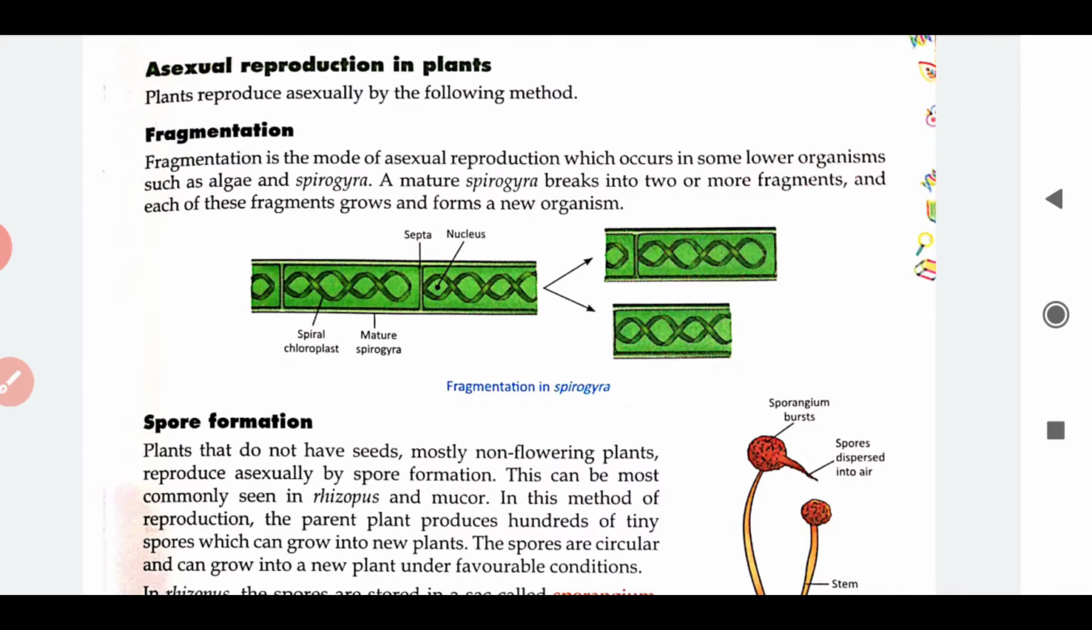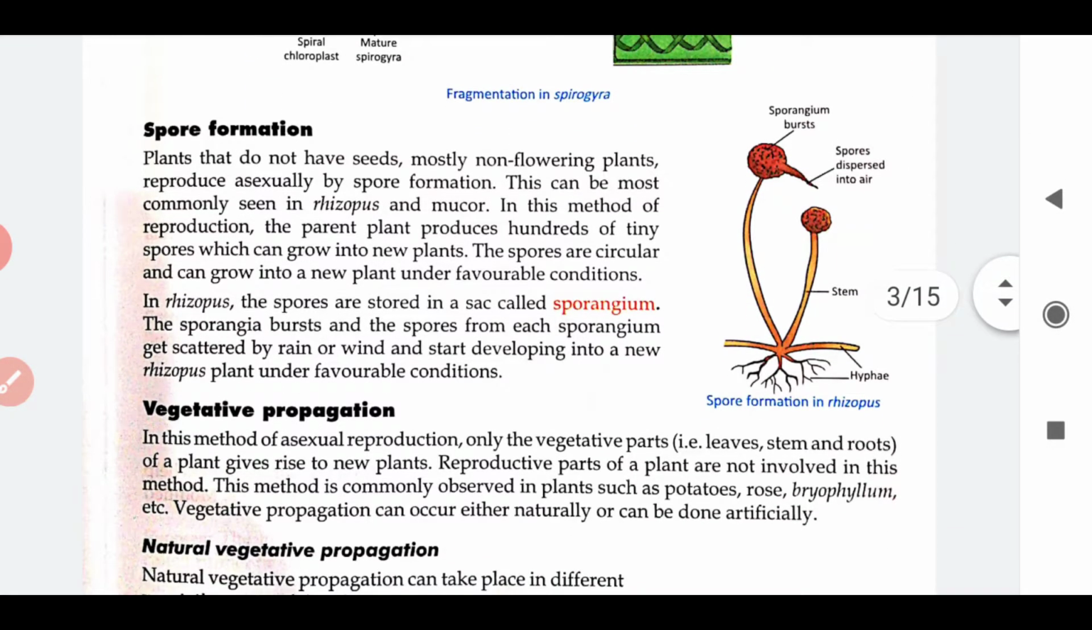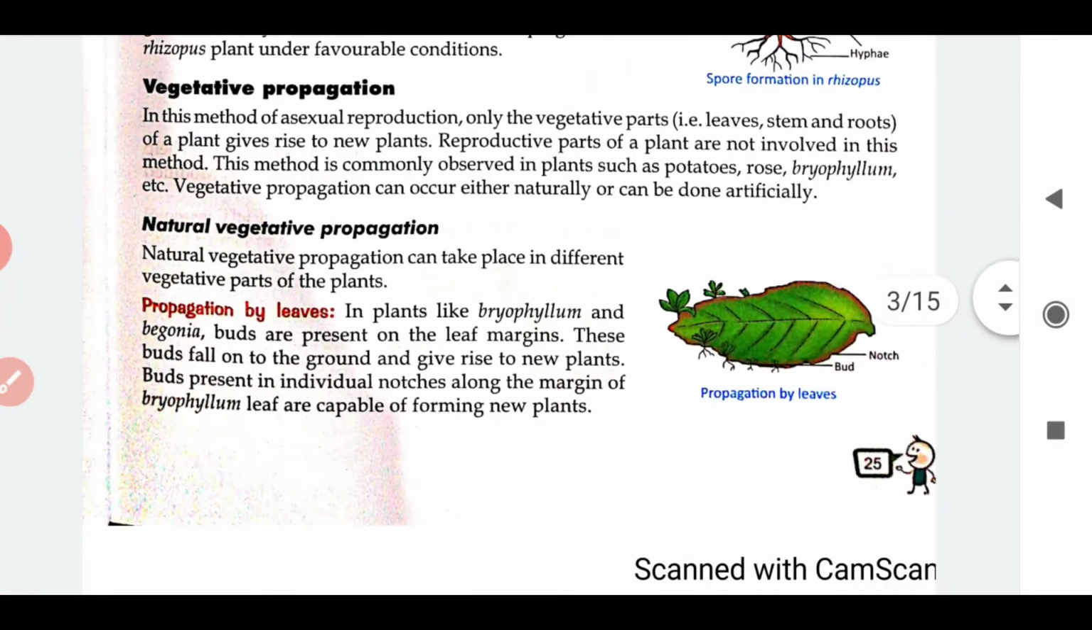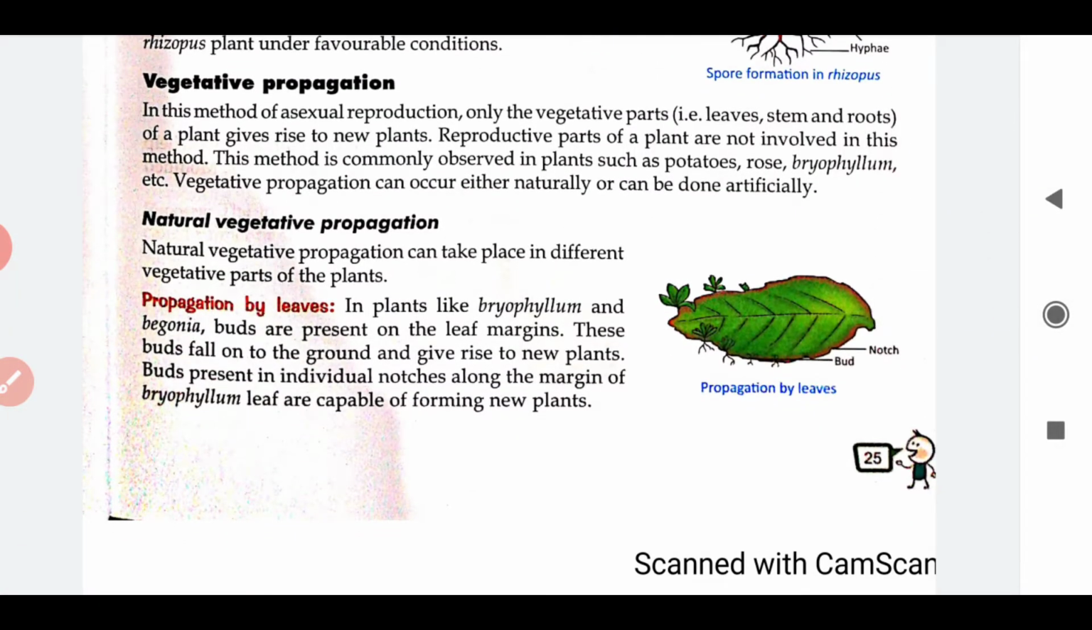Then we have discussed spore formation. In spore formation, we have seen that it occurs in fungus, basically in non-flowering plants. In this, the plant has a sac-like structure in which numerous spores are there. When this sac bursts, the spores spread into the environment and in favorable conditions they develop into a new organism. Then we have seen vegetative propagation. In that, the stem, leaves and roots of the plant give a new plant.